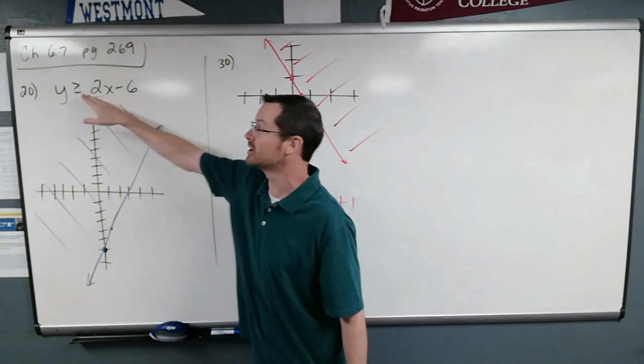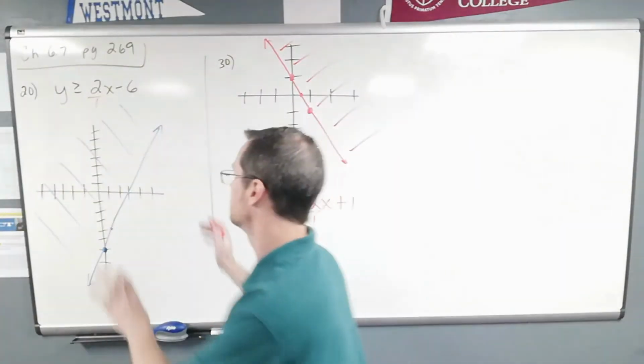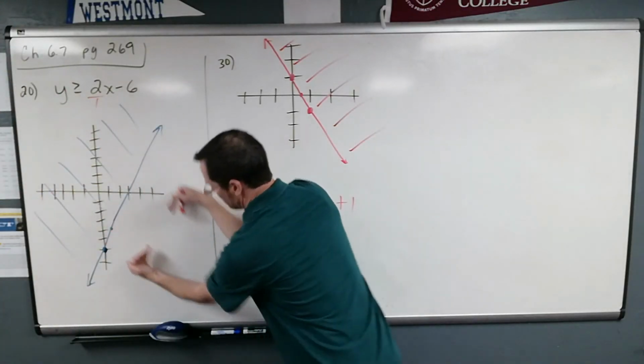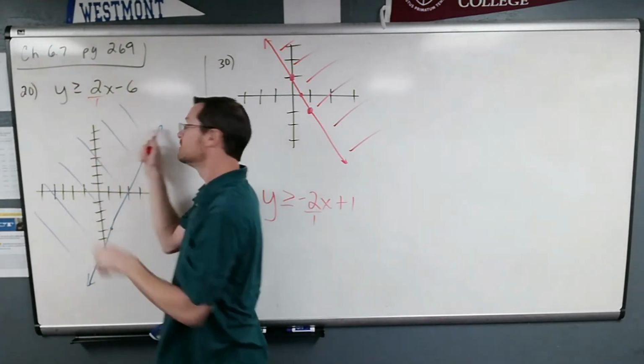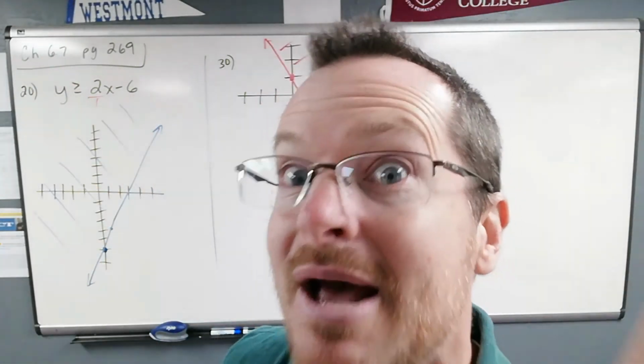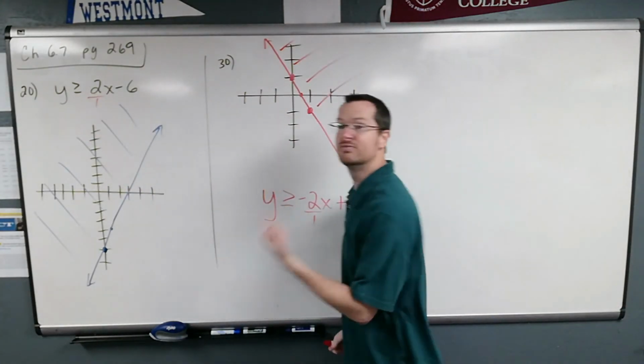So there's your line. You want everything greater than or equal to that line, so you're going to need everything bigger than. So we're going to go up that way. If we went this way, we go down into the floor. We don't want to go in the floor, so that would be less than. We want greater than. Solid line, because it's got to be solid because of the equal to sign. Right? Solid line because of the equal to. Move over to number 30.